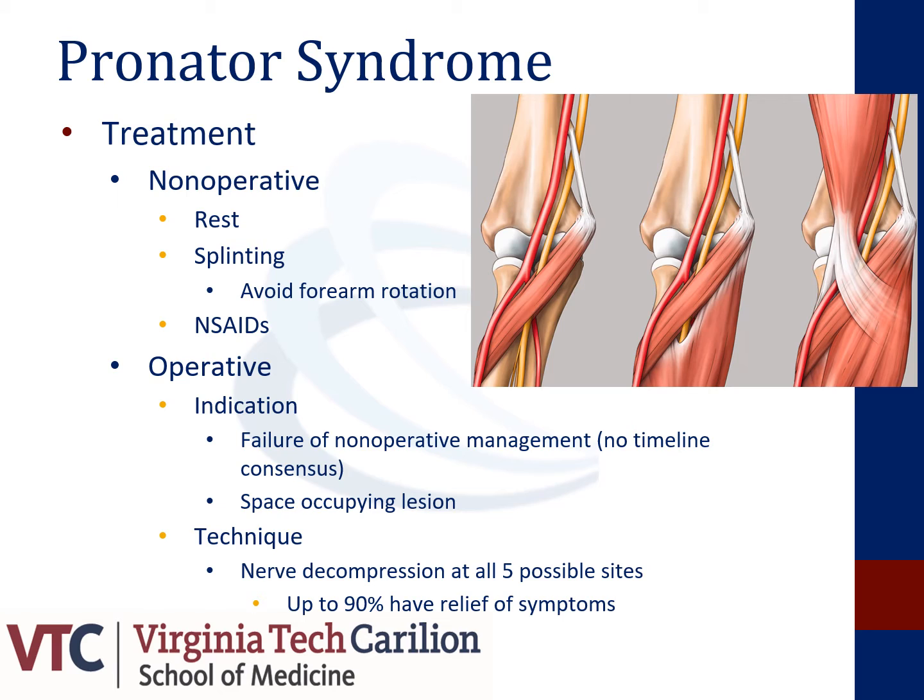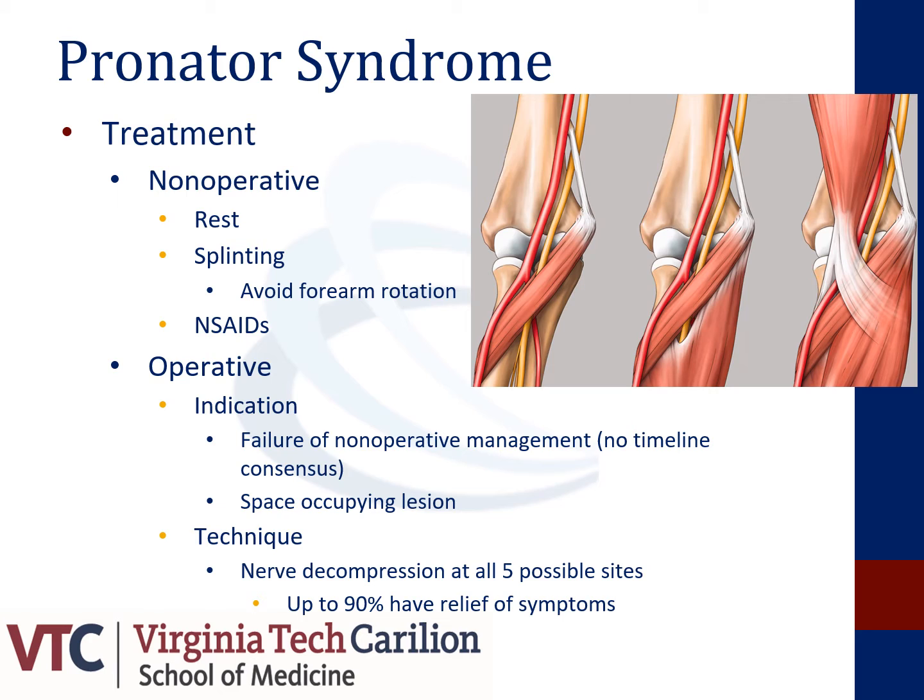Conservative management tends to be effective in 50 to 70% of patients. It involves rest, splinting to avoid forearm rotation, and utilization of anti-inflammatories as necessary. If non-operative treatment modalities are ineffective for at least 6 months, though there is no consensus for timeline or duration of non-operative management, then you can consider operative intervention. You could also consider operative intervention if there is a space-occupying lesion that has been identified that is leading to the development of pronator syndrome.